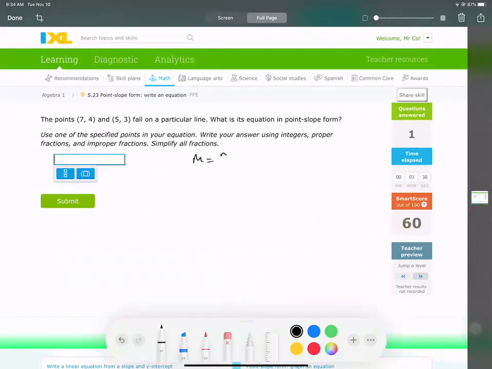m is equal to rise over run, and this was y2 minus y1 over x2 minus x1. Simply, what was the rise between these points? How did I get from 4 to 3? Did we go up or down from 4 to 3? You could say the rise was -1, right? How did I get from 7 to 5? Did we go forward or backwards? We went back by 2 spaces.